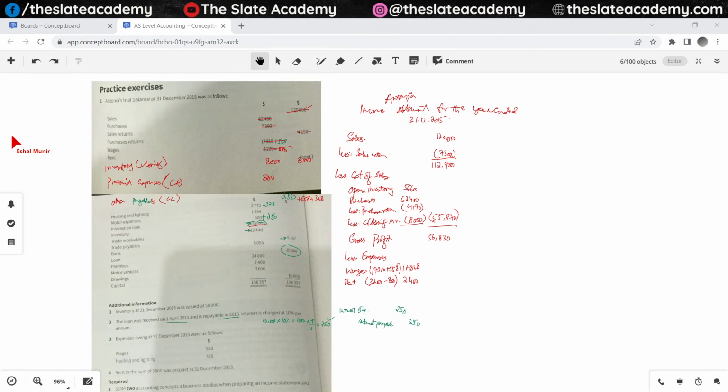Heating and lighting, 2,772 plus 328. So it turns out to be 3,100. Acha ji. Then after heating and lighting, I've got motor expenses. How much? 1284. Motor expenses.